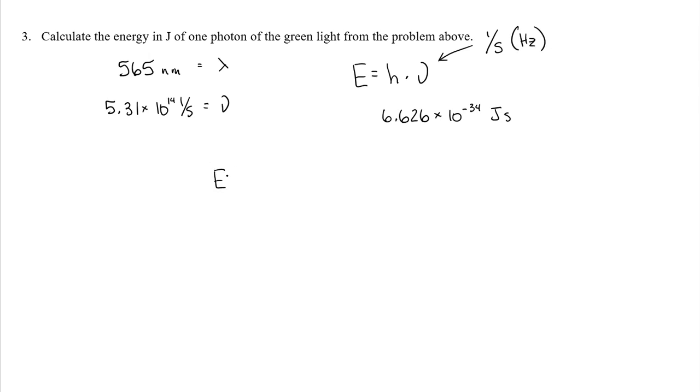So the energy of 1 photon of this light is 6.626 times 10 to the minus 34th joule seconds times 5.31 times 10 to the 14th, 1 over seconds. So this is why it cancels now. A 1 over second cancels with a second. Our energy units are going to be left in terms of joules, which is what we want. So now we just do that math. 6.626 times 10 to the minus 34th times 5.31 times 10 to the 14th gives us that the energy of 1 photon of this light is 3.52 times 10 to the minus 19th joules.